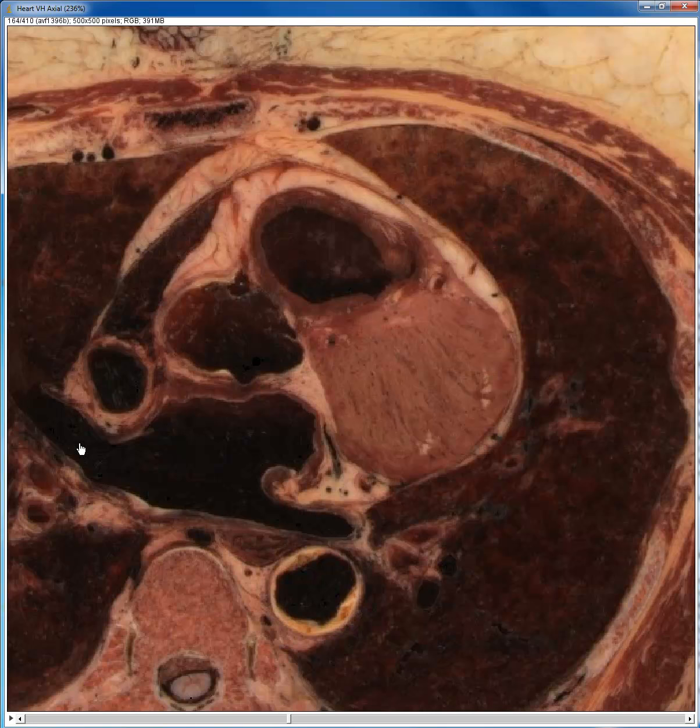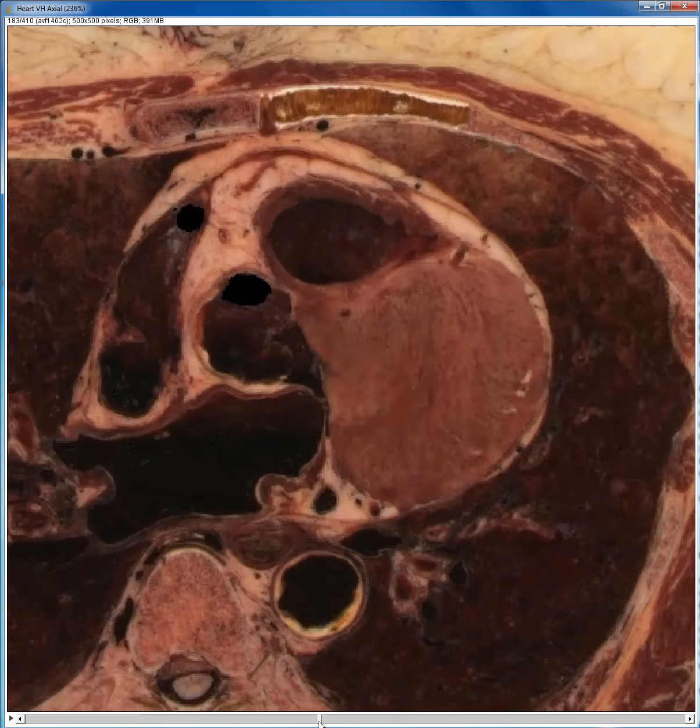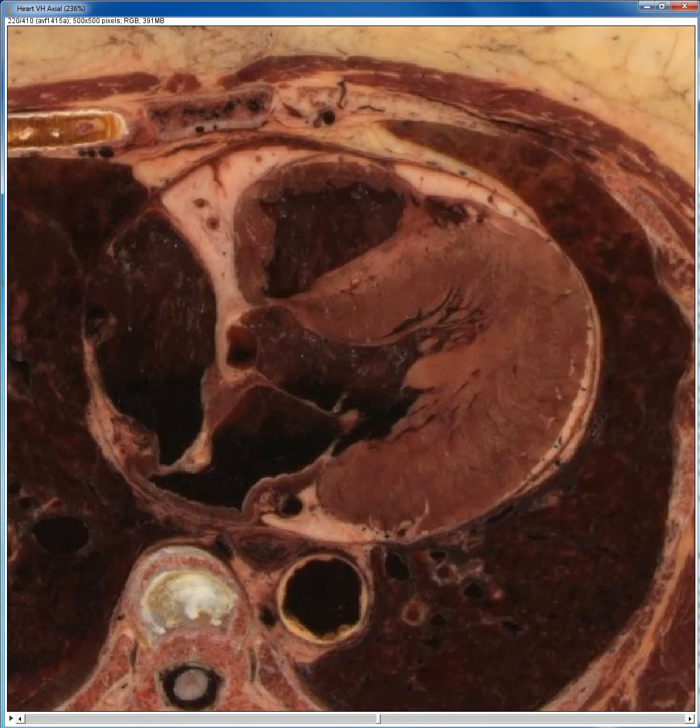This is the right superior pulmonary vein, and this is the left inferior pulmonary vein. Again, this is the left atrium. The left atrium is going to communicate with the left ventricle by the mitral valve, and you can see the mitral valve right here. This is the left ventricle.